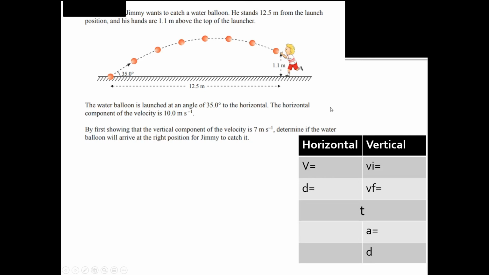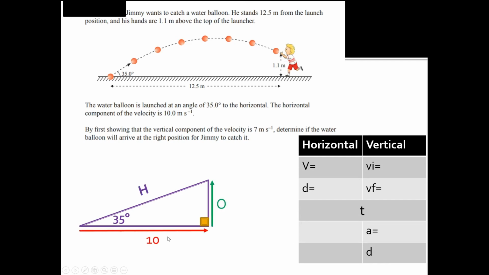Well, again, if you recall, the key to doing this effectively is to draw a diagram. So let's draw a right triangle. So we've got an angle of 35 degrees. Now the key is to recognize that the velocity they've given us, 10 meters per second, is horizontal, which is to say the adjacent side of our triangle. Now, which side is the vertical side? Well, that is the opposite side from our angle.